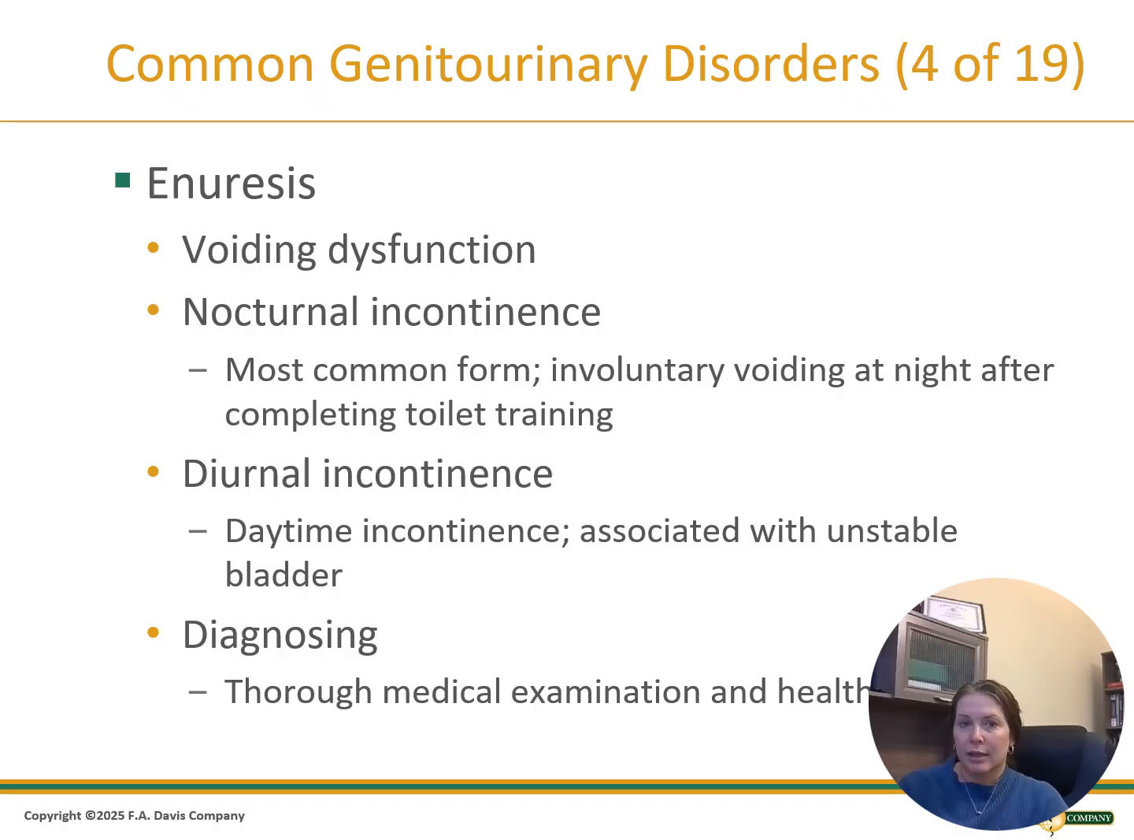Alrighty, so enuresis. This is going to be a voiding dysfunction, nocturnal incontinence, or bedwetting as the common name. This is going to be the most common form. It's involuntary voiding at night after completing toilet training. Okay, so for the diagnosis, we are going to do a thorough medical exam and health history with the parent, assess if there's been any UTIs, take a urine sample, and look at any structural abnormalities, neurological conditions, behaviors, or environmental causes that could be causing this.